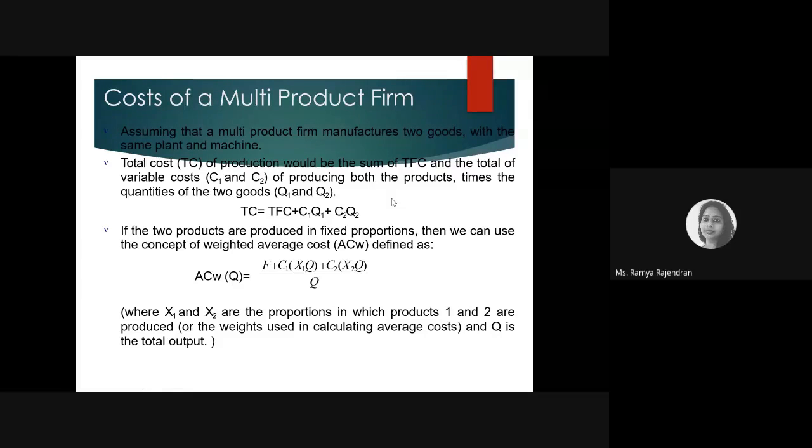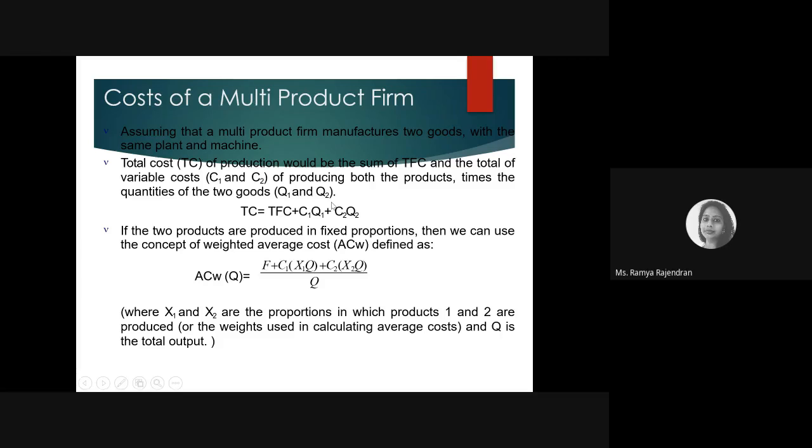Whereas if it is one product, it will be just TFC plus TVC, right? So to compute the average cost, we have to use the weighted average method. It is actually based on the fixed proportions. It is about what percentage you are manufacturing of the first product, and what percentage you manufacture of the second product. So maybe you will be making 50 products of phone 1 and 50 products of phone 2. Then it will be the same. You can just go with this.